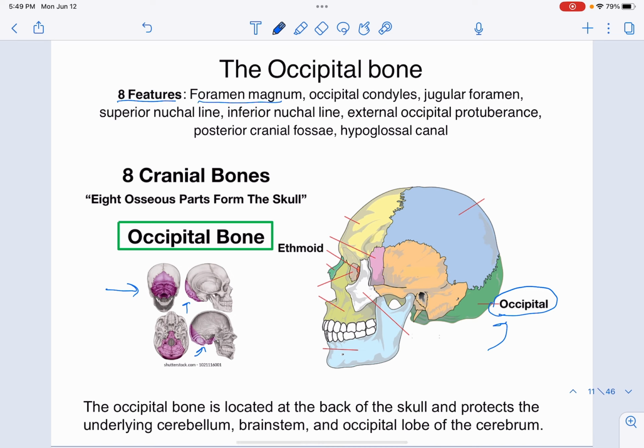Foramen magnum. This is a very large hole. Magnum means large. Foramen means hole. The occipital condyles, I'll show you those. The jugular foramen. These are the 2 that I'm not sure that we'll be able to find. The superior nuchal line and the inferior nuchal line. I'll show you where they are though. There is an external occipital protuberance, posterior cranial fossa, and a hypoglossal canal. Let's work through those.